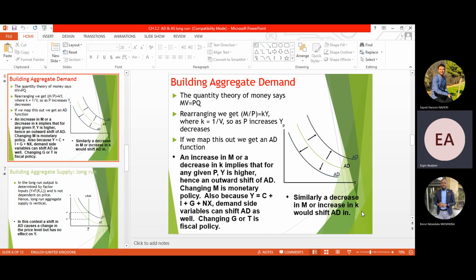Demand side variables can shift the aggregate demand, as well as changing the G or T, fiscal policy. As I mentioned to you, when you are reducing the tax percentages in the economy, this will positively affect and increase the amount of income in your pocket, and this will then accelerate the market because you have money to shop. Similarly, a decrease in M or increase in K will shift aggregate demand.